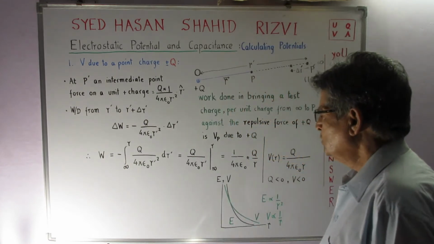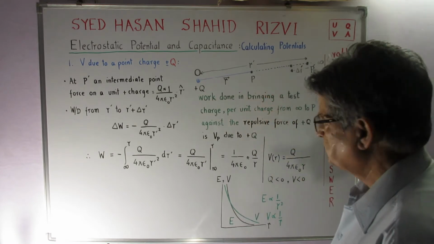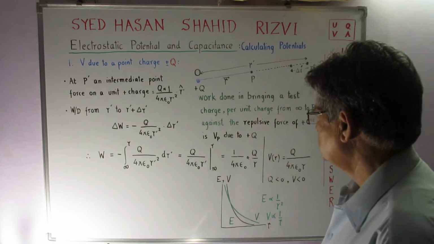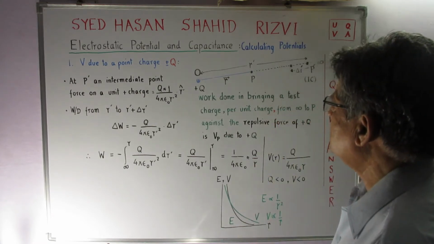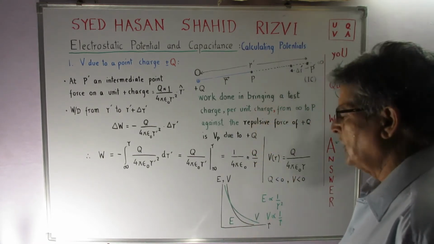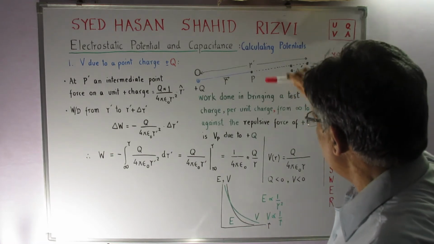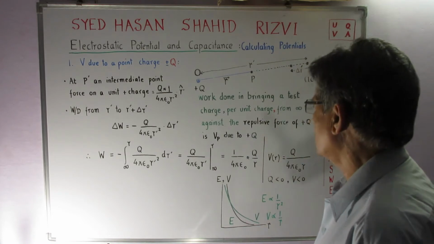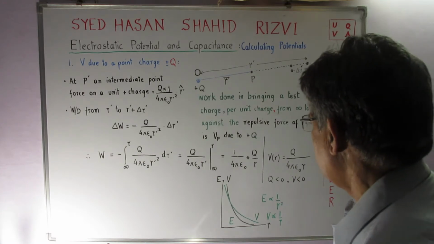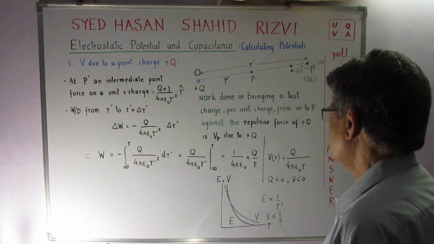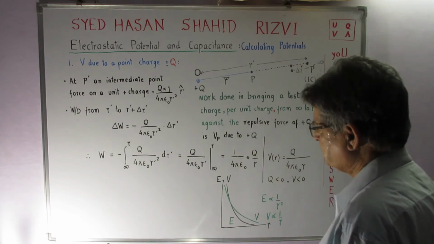potential due to this point charge is. The potential is equal to the work done in bringing a test charge, per unit charge, and like the books write, the work done in bringing a unit positive charge, which I don't subscribe to, from infinity to the point P against the repulsive force of plus Q. Then this work done is Vp due to plus Q, which is the charge under consideration.